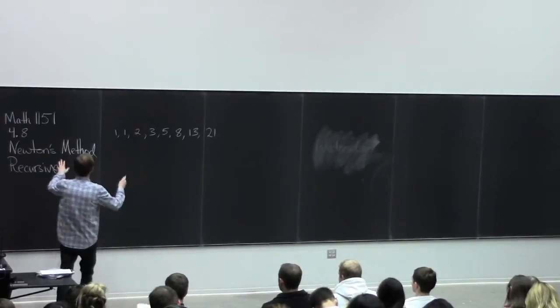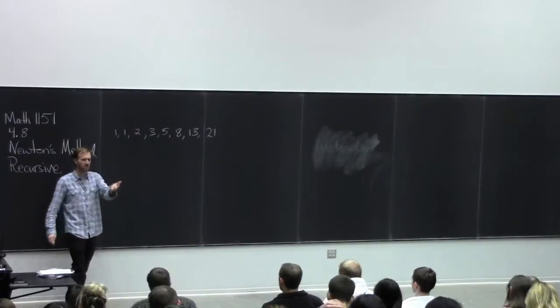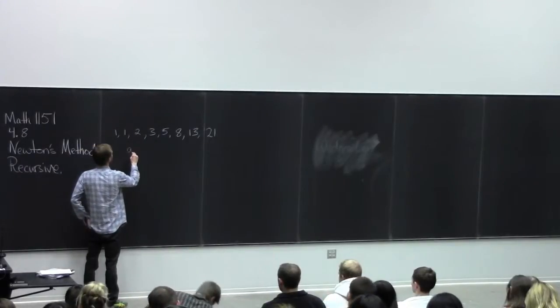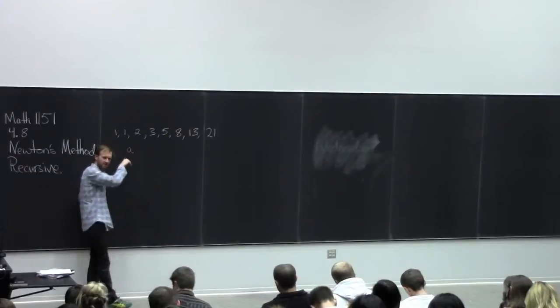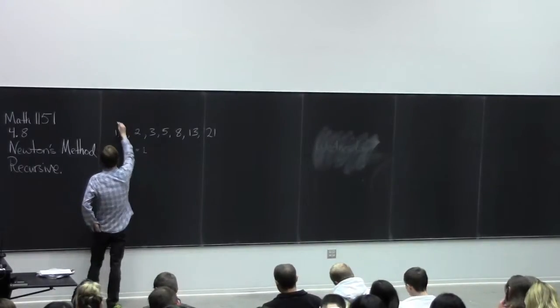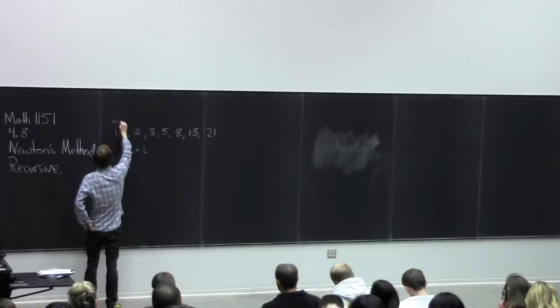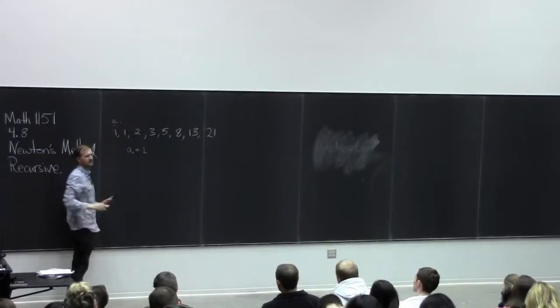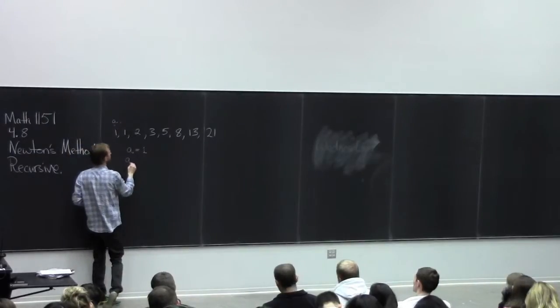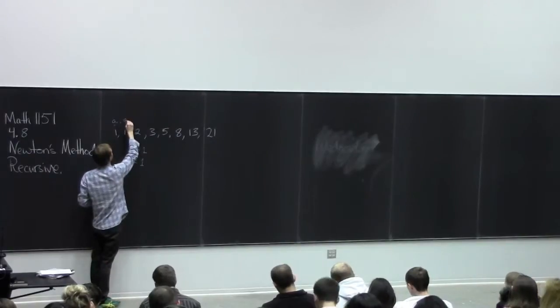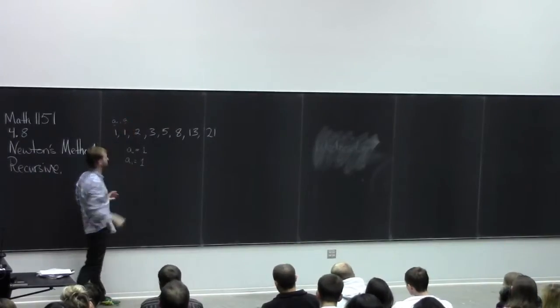All right, so what's this have to do with Newton's method? Well, you can write a recursive formula. And here's the recursive formula for the Fibonacci sequence. What I could do is write A naught. This is A with a little 0. I could say this is 1. And so this is A naught right there. These are equal. And I could say A1 is also equal to 1. And so here's A1, and it's equal to 1.